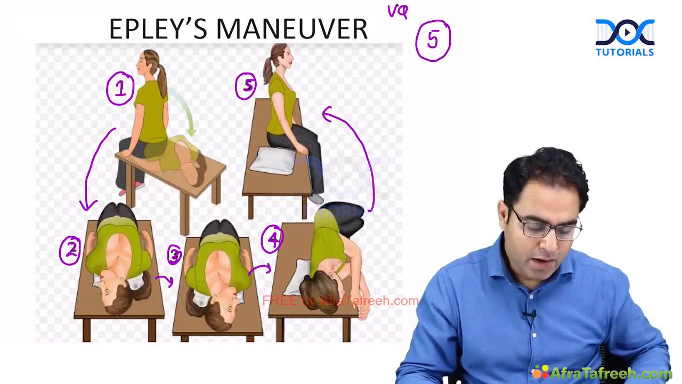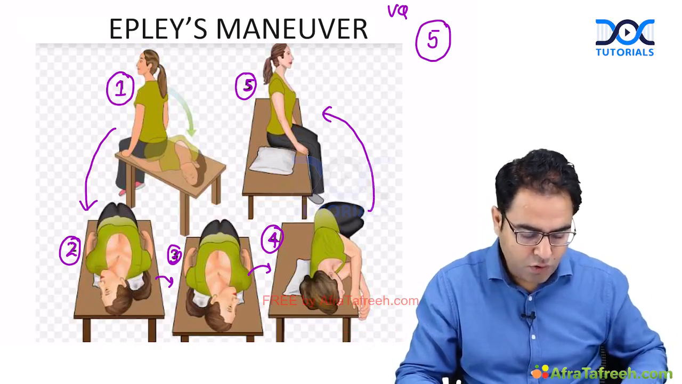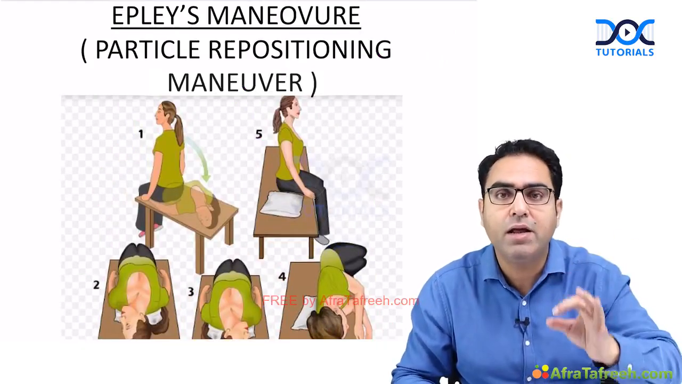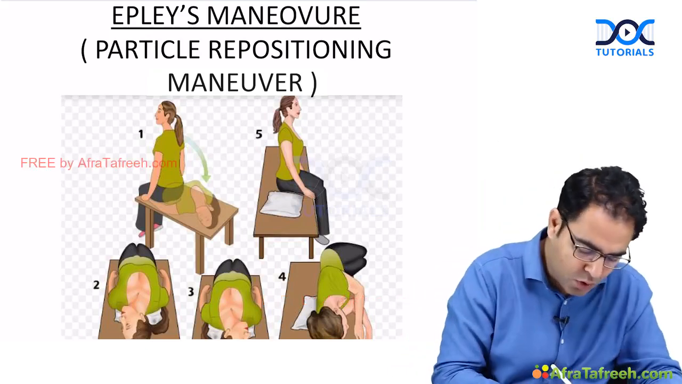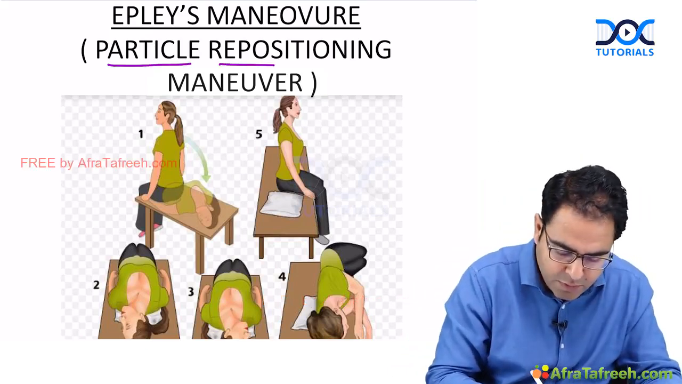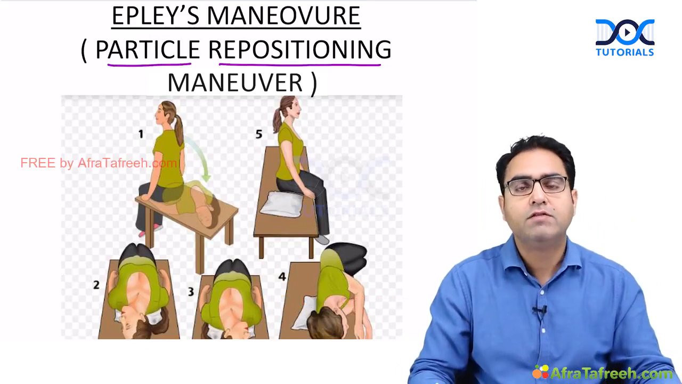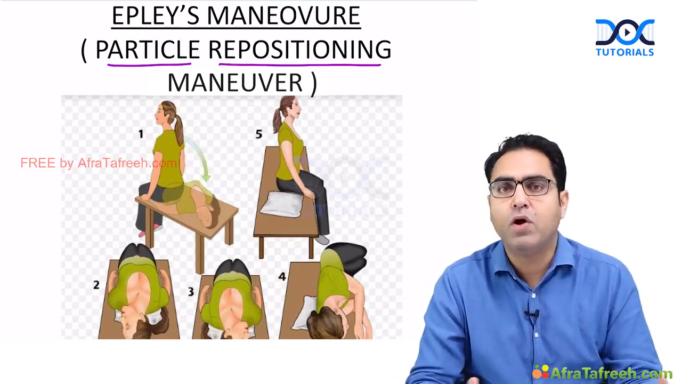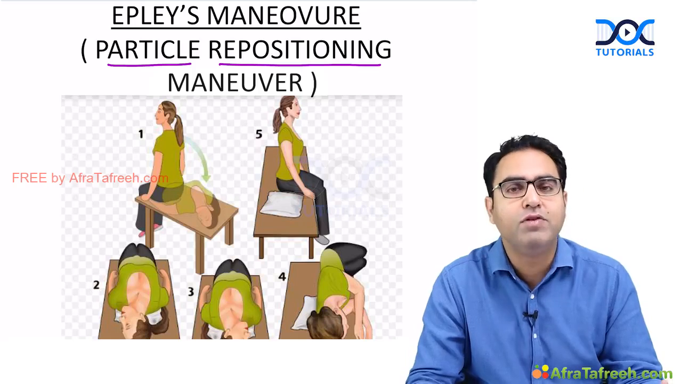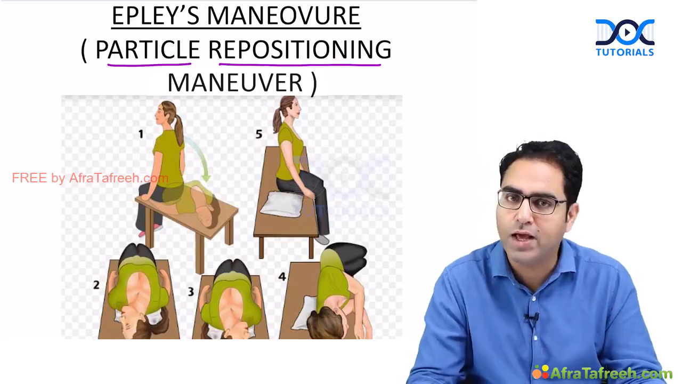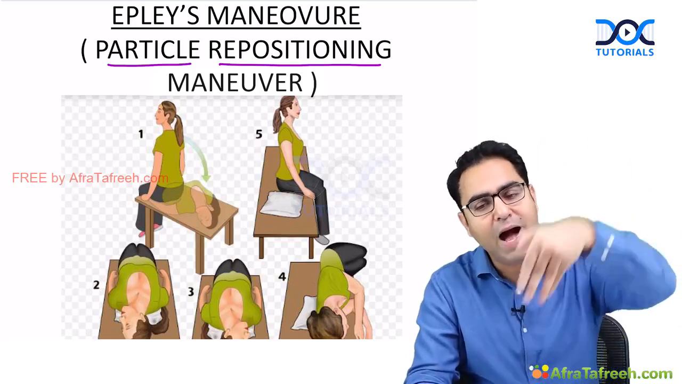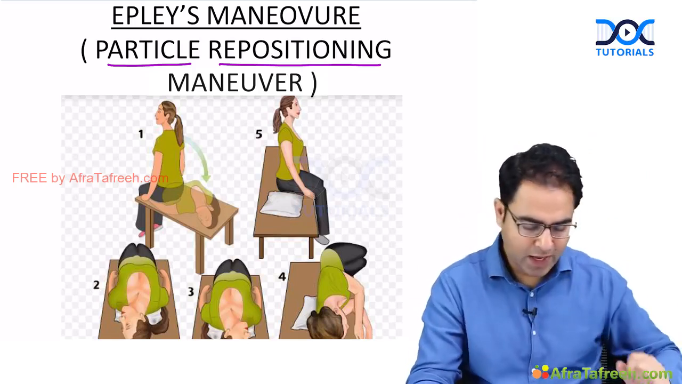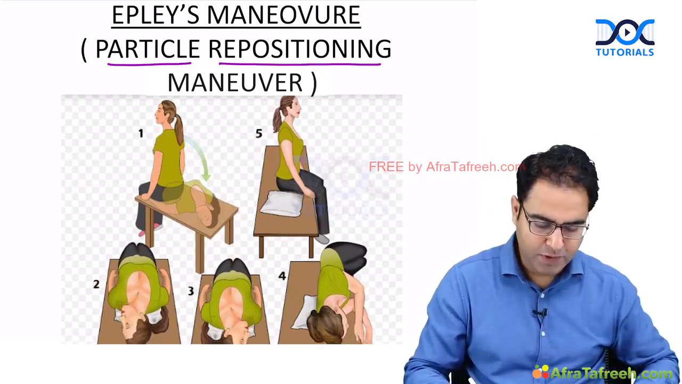That is why Epley's maneuver is also called the particle repositioning maneuver. Particle means otoconia, reposition means to send them back, beta. So in some literature, some textbooks, Epley's maneuver is also labeled as particle repositioning maneuver. What is particle? Otoconia. And what is repositioning? Send it back to utricle and saccule, beta. So this will be Epley's maneuver, beta.